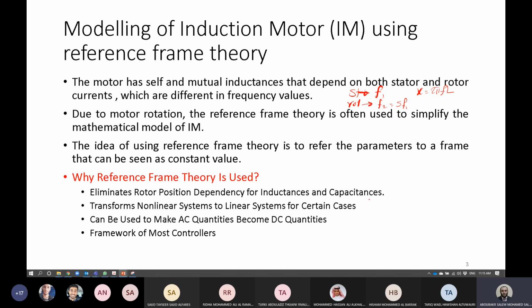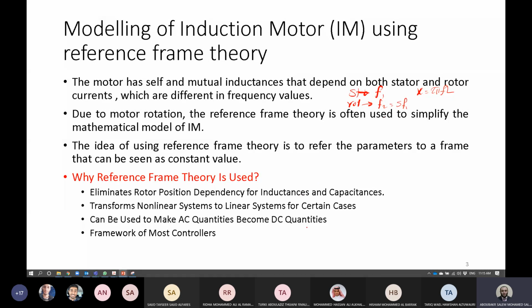Of course, for induction motor we don't have capacitors, but if you have, for instance, a self-excited induction generator, you have some capacitors. So you have to consider the value of capacitance or capacitive reactance for the self-excited induction generator. So we have to consider the reference frame in order to eliminate the rotor position dependency. For that, the value of X will be constant, whatever the variable slip or variable speed.